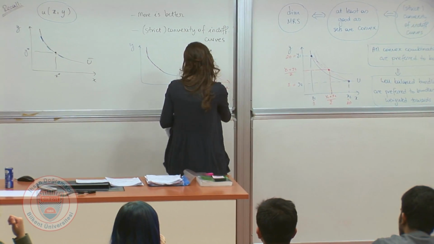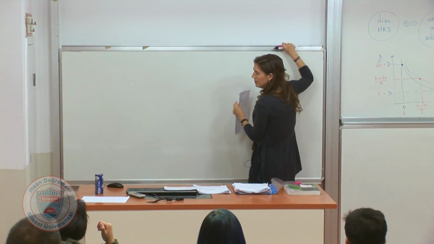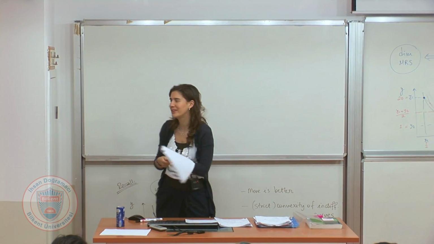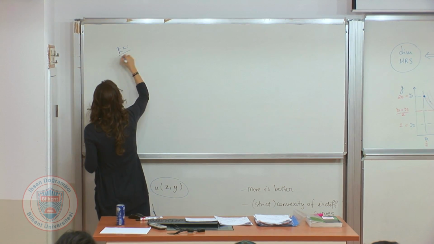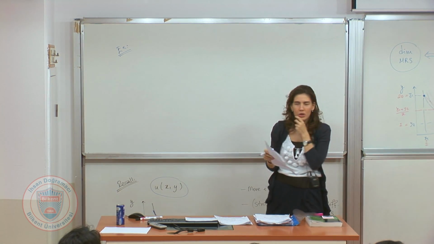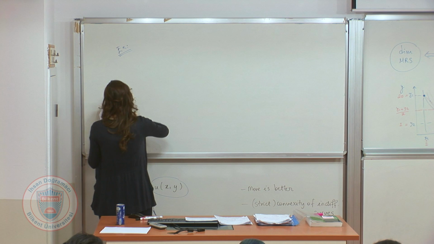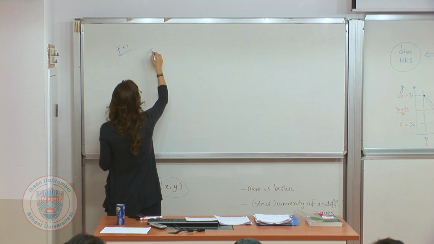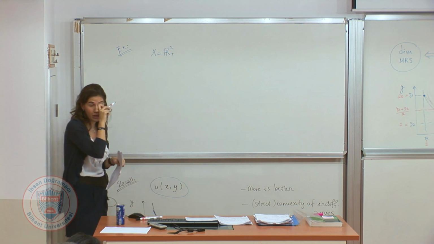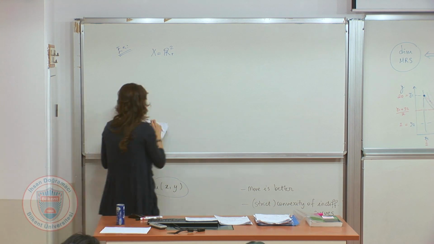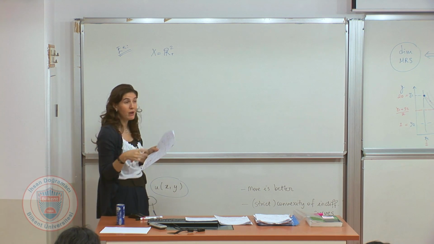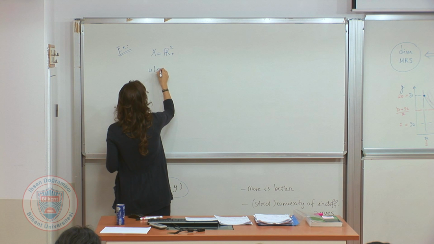Now let's actually solve an example. You'll see that things will be much easier when we start working with examples. Suppose Harun consumes only beer and chips. Then we said that his X is R2 plus, because we have two goods. And suppose Harun's ranking of bundles of beer and chips can be represented via this utility function.